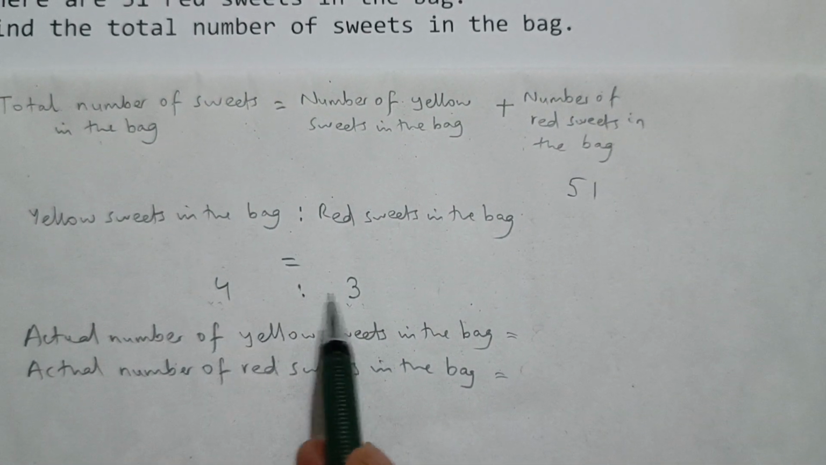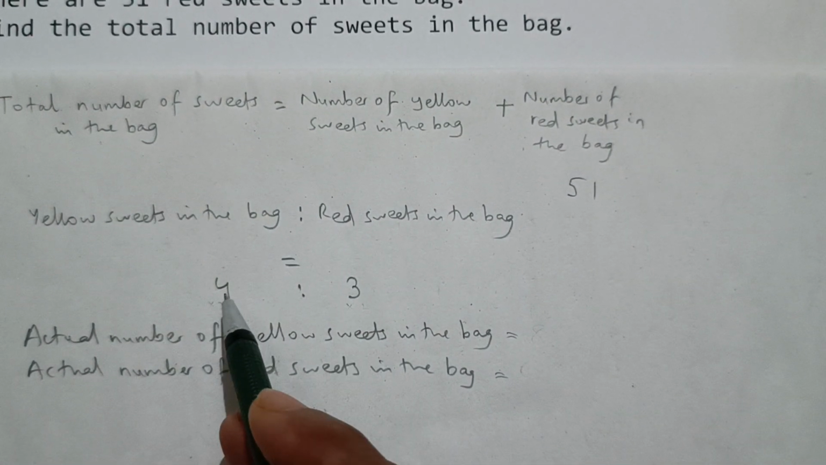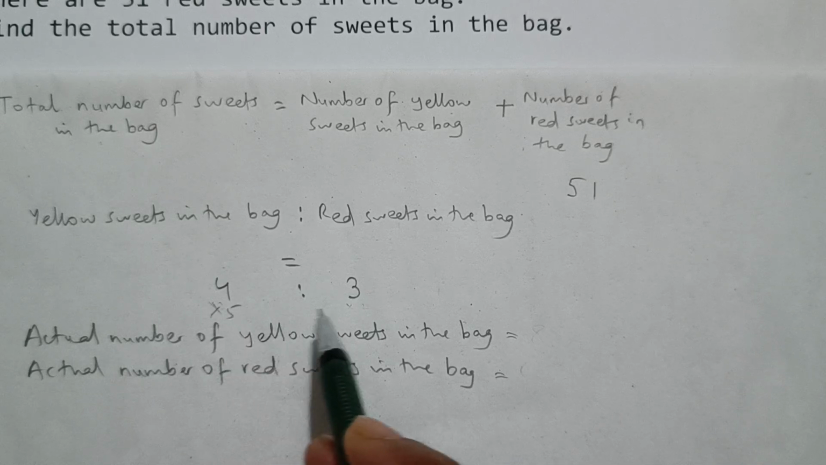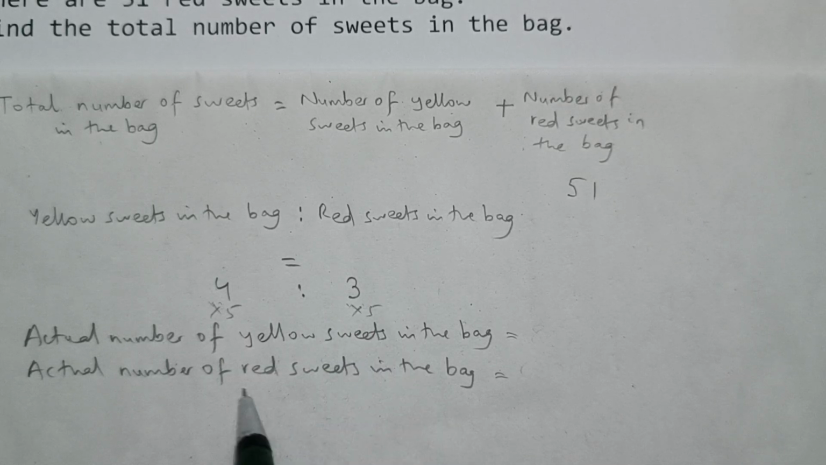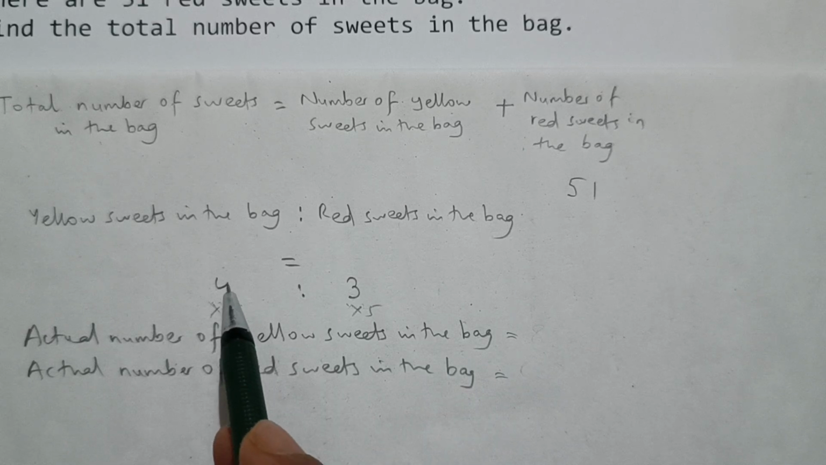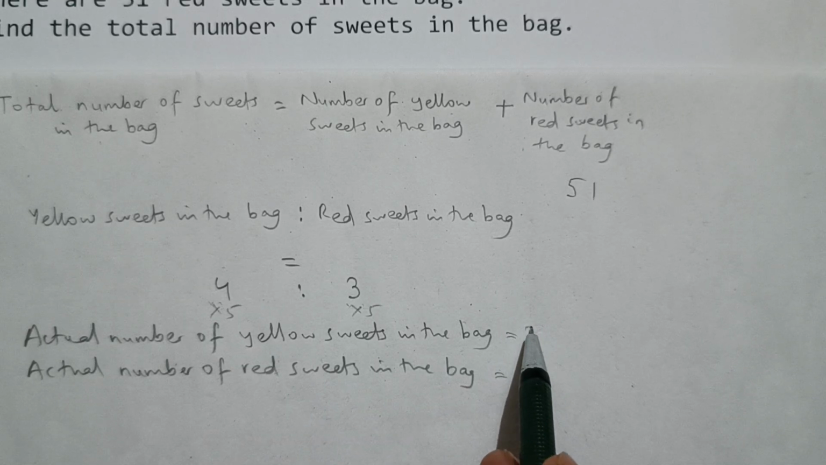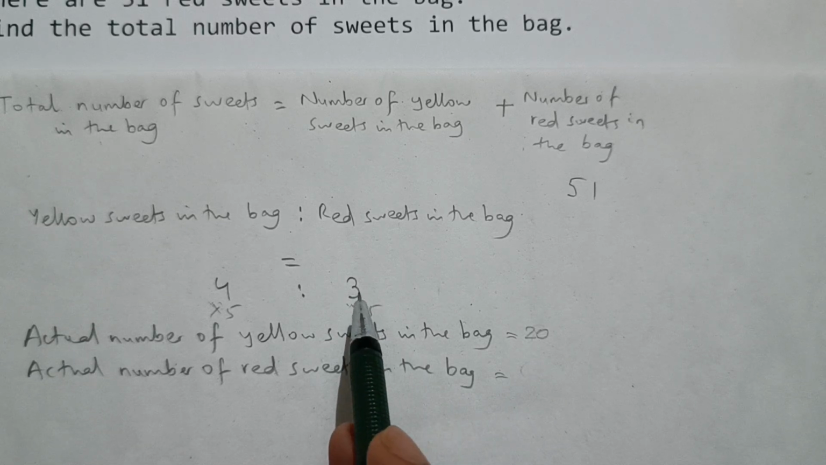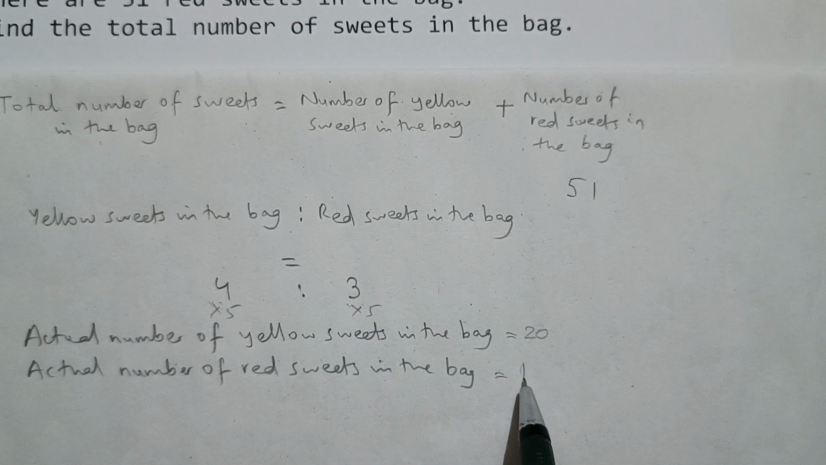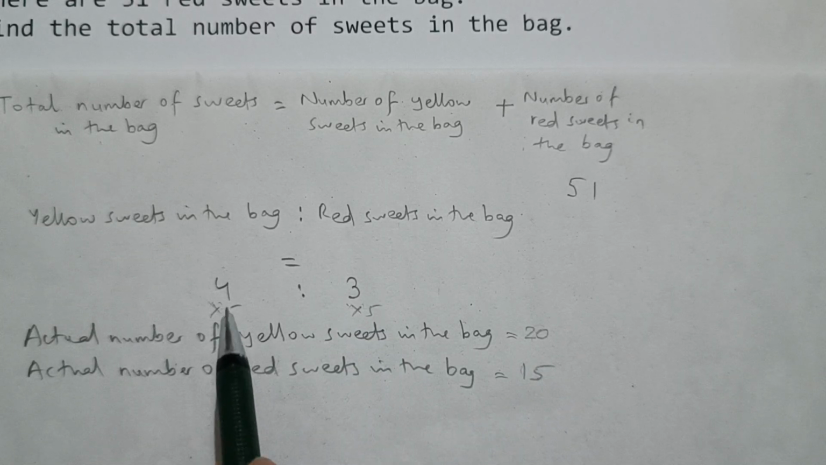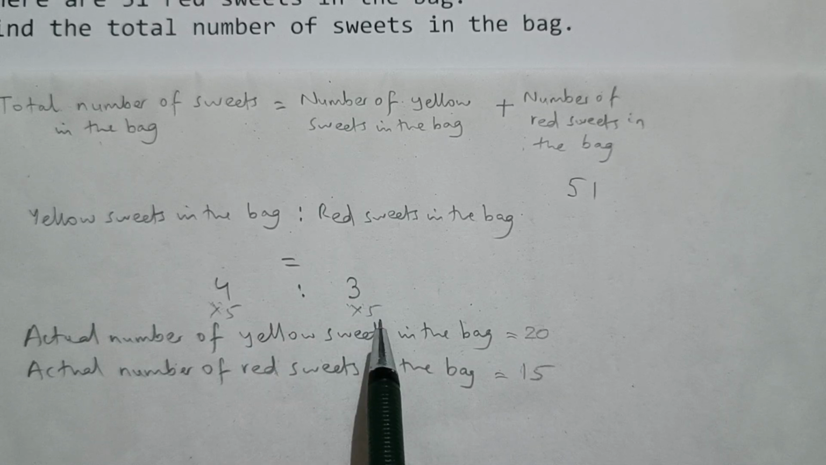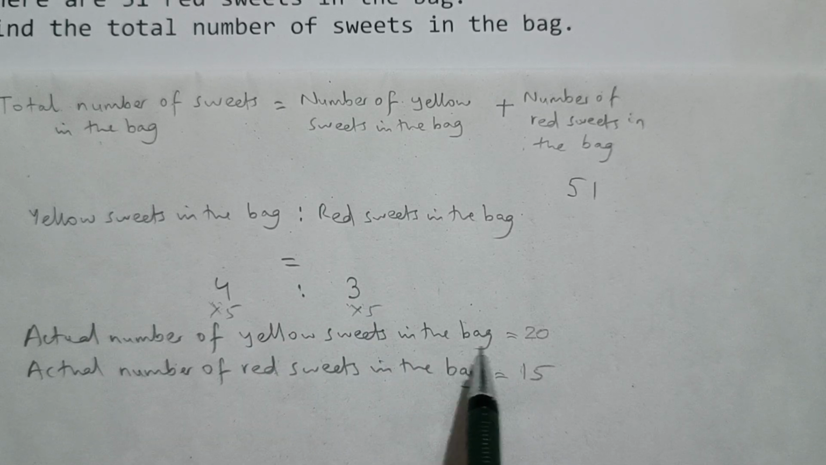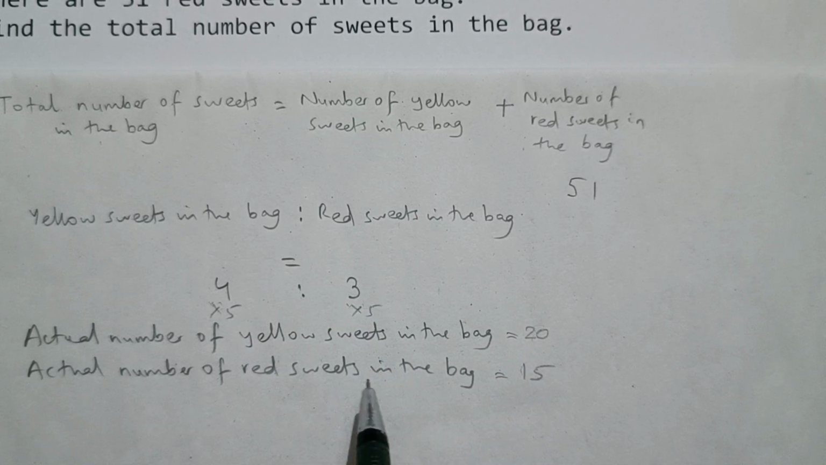So let us now multiply this ratio by 5. So I will multiply 4 by 5, and I will multiply 3 by 5. In that case, the actual number of yellow sweets in the bag will become 4 into 5, which is 20. And the actual number of red sweets in the bag will become 3 into 5, which is 15. So if I multiply this ratio by 5, the actual number of yellow sweets in the bag is 20 and the actual number of red sweets in the bag is 15.